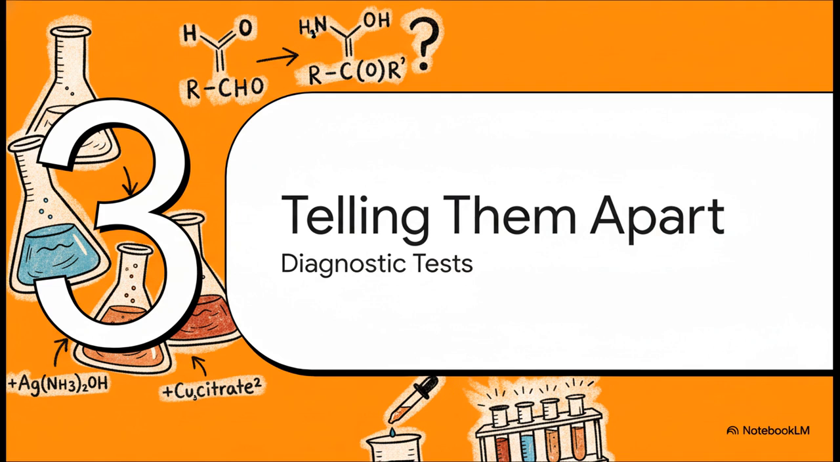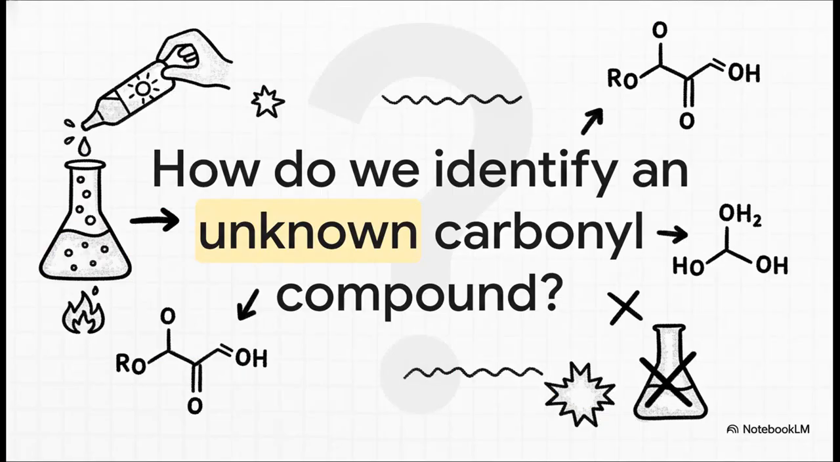So let's say you've got an unknown sample. How do you figure out what it is? Well, the trick is to use a reaction that's picky, a reaction that only the more reactive compound, the aldehyde, will actually go through. We can do this with what are called mild oxidizing agents, because it's just way, way easier to oxidize an aldehyde than it is to oxidize a ketone.